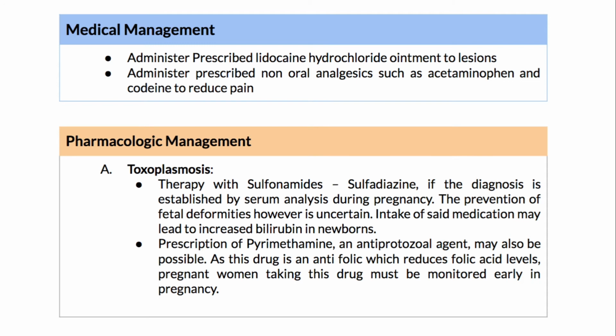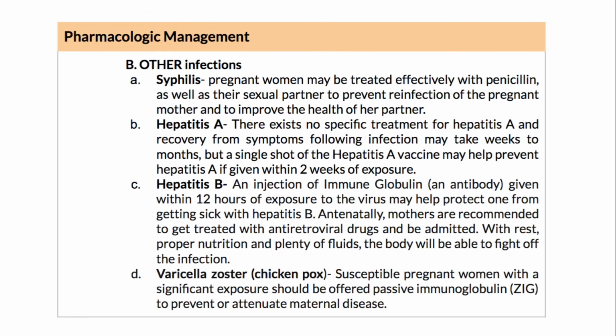For pharmacologic management of toxoplasmosis, we have therapy with sulfonamides, sulfadiazine, if a diagnosis is established by serum analysis during pregnancy. The prevention of fetal deformities, however, is uncertain. Intake of said medication may lead to increased bilirubin in newborns. Prescription of pyrimethamine, an antiprotozoal agent, may also be possible. As this drug is an antifolic which reduces folic acid levels, pregnant women taking this drug must be monitored early in pregnancy.